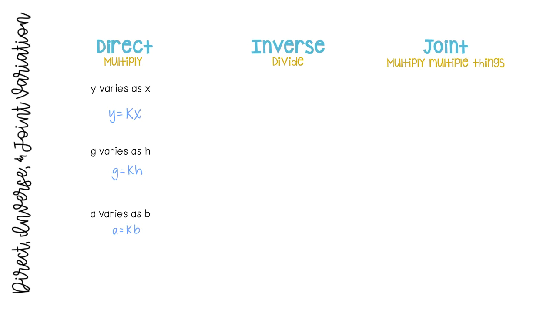Now, when we look at inverse, that means to divide. So if I say y varies inversely as x, that's going to be y equals k divided by x. All right, we still have that k. It's still not mentioned. We just have to remember that that k is included in the formula. M varies inversely as n. That's going to be m equals k divided by n. And g varies inversely as h. That's going to be g equals k divided by h.